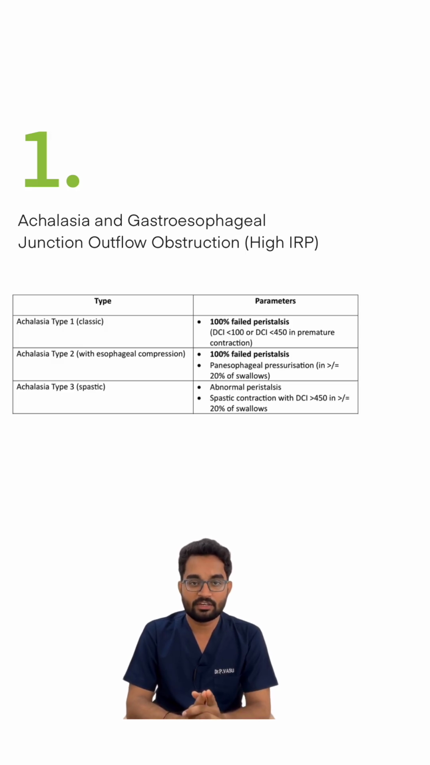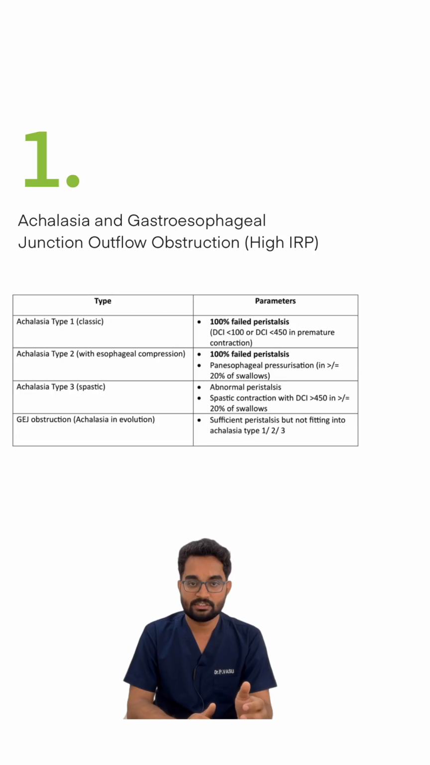And the third type of achalasia is spastic achalasia. In this type, there will be abnormal peristalsis along with the distal contractile integral being more than 450. That means the segment is contracting, so it is called the spastic type of achalasia. If there is sufficient peristalsis, but we are not able to fit the person in any of the 3 subtypes, then we call it gastroesophageal junction obstruction, or it is also called achalasia in evolution.